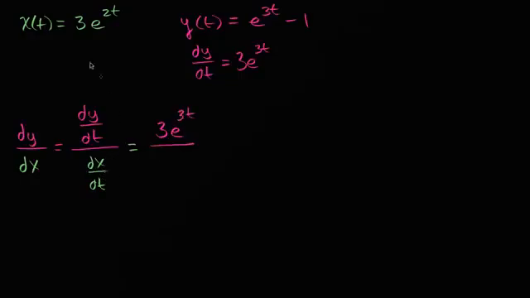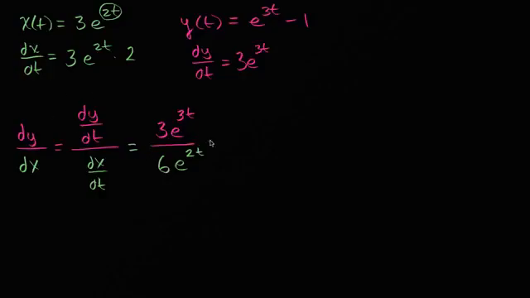All of that over, well, what's the derivative of x with respect to t? Derivative of x with respect to t is equal to, well, we're going to have the 3 out front. And so the derivative of e to the 2t with respect to 2t is going to be e to the 2t. And then we're going to take the derivative of 2t with respect to t, which is just 2. So this is going to be 6e to the 2t. And let's see, we could simplify this a little bit.